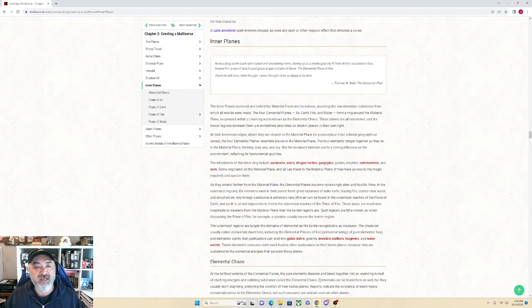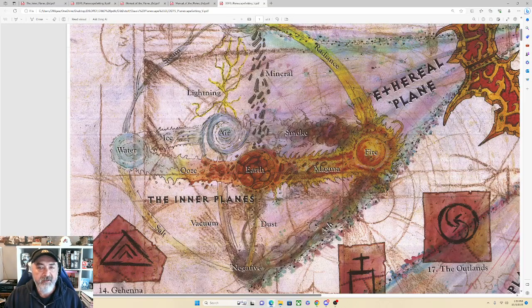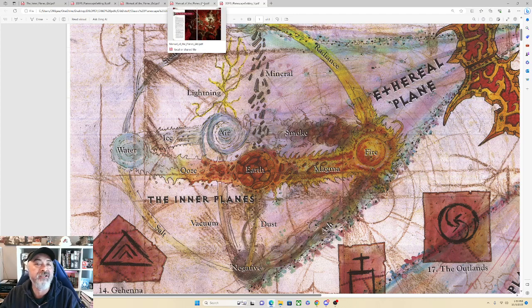The planes are all connected, and the border regions between them are sometimes described as distinct planes in their own right. Okay? Which is going to refer us back to the fact that they're all connected, and the planes where they connect with each other, magma, ooze, ice, and smoke, in some instances. 5th edition acknowledges that these para-elemental planes exist, okay? So we're establishing that as a continuity from 1st edition to current edition.